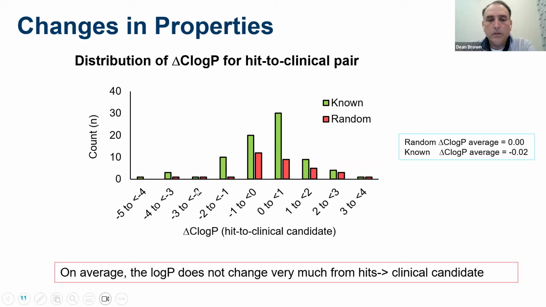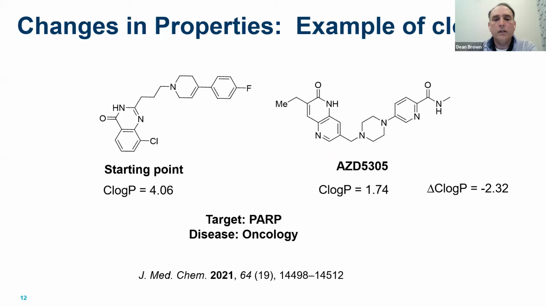I'll show you one example. There are not many. Here's an example in the PARP field from AstraZeneca. This is the random screening, the starting point, a C log P of 4.06. This was the final clinical candidate, and that was a delta log P of minus 2.32. So it can happen. I don't want to say it can't, but the examples are rare. And I think we all know the difficulties and the challenges of starting with a high lipophilic point and trying to move away from it.